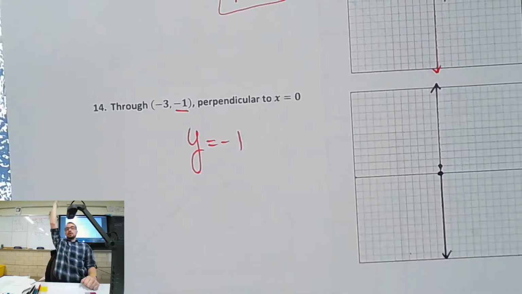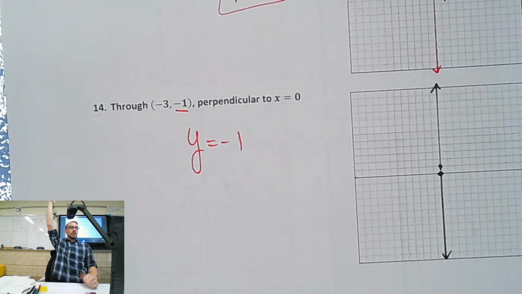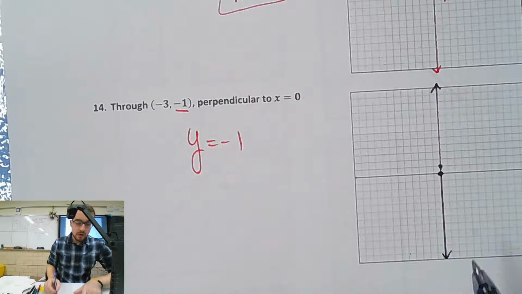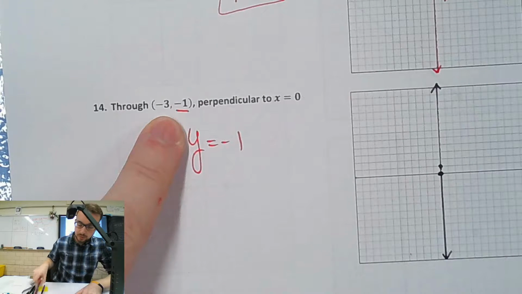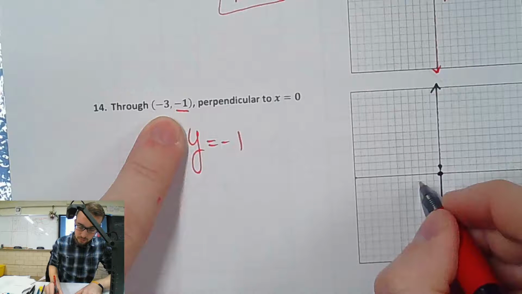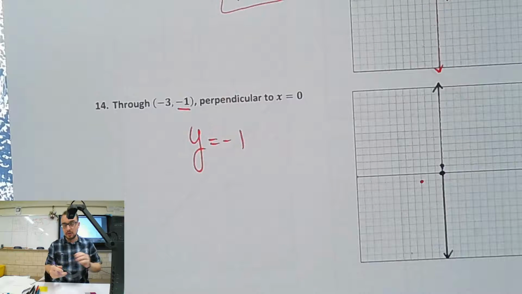We want a line that's perpendicular to this. So if this guy's vertical, and we want perpendicular, our other line's going to be what? It's got to be horizontal to hit at 90, right? So we want a line that goes through -3, -1. Here's -3, -1, and we want it to be horizontal, so it's perpendicular, right?